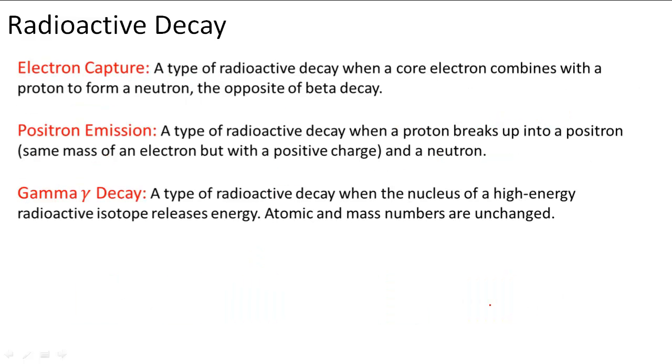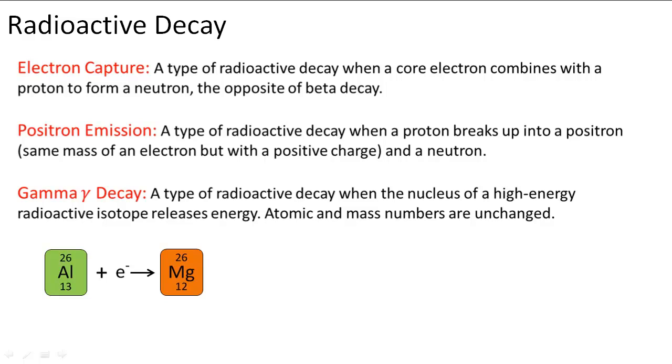Now we have electron capture, positron emission, and gamma decay. Electron capture is a type of radioactive decay when a core electron combines with a proton to form a neutron, the opposite of beta decay. Here we have Al. It's going to capture an electron. What happens is it becomes magnesium, because here it combines with a proton to form a neutron. A proton is lost because the electron is combining with a proton to form a neutron. Because it loses one, it's going to become 12. But the mass number stays the same because the electron and proton are just making a new neutron and losing one proton.